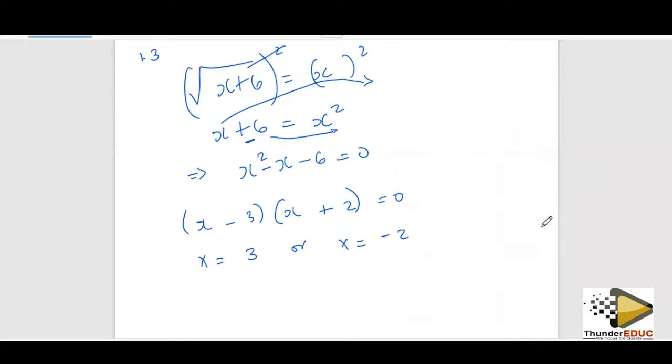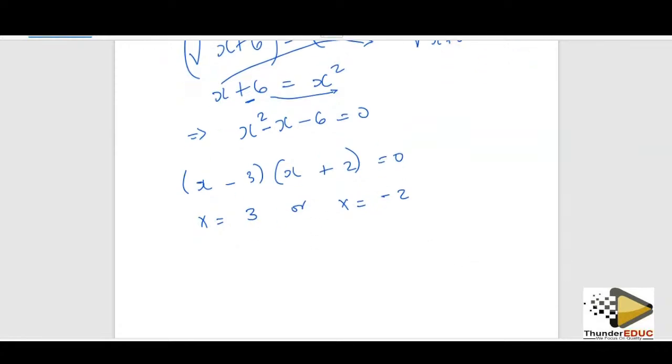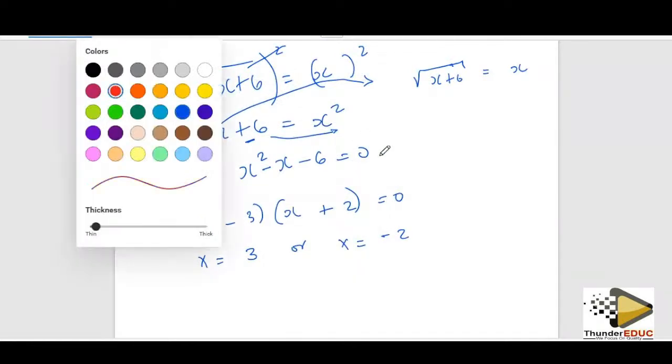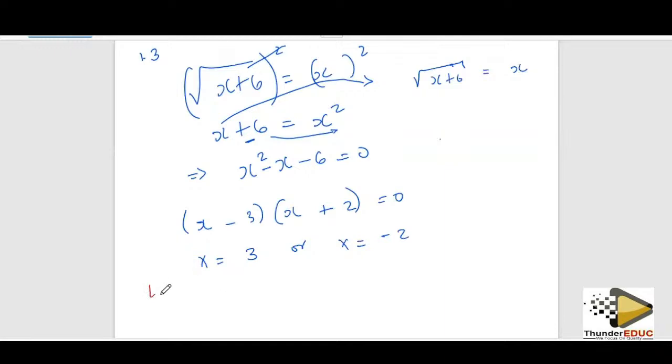Remember what we said also, that whenever we have root signs involved, it's always advisable to test our values against the left and then the right-hand side to make sure that we have the same answers. So if I test the 3 on my left-hand side, that will be 3 plus 6, which is 9, and then square root of 9 is 3, which is the same as the right-hand side. Right-hand side is 3, which means that one is fine.